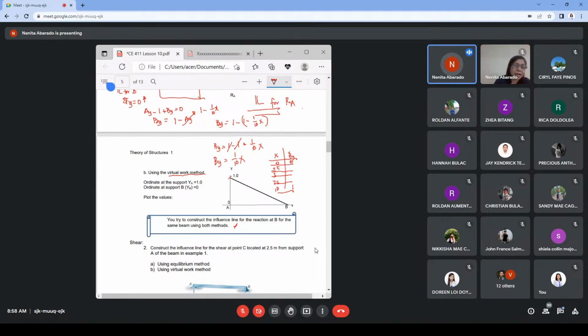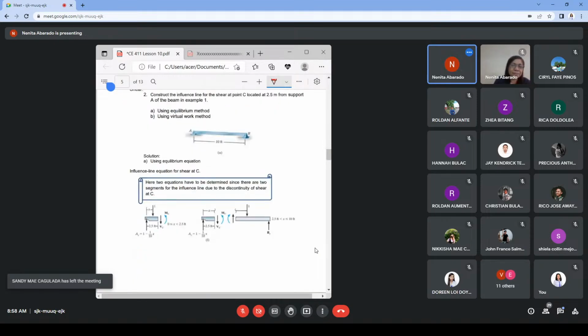Let's say you want the IL for B. So for the reaction, the ordinate at B is 1 and at A is 0. Okay? Did you get it, class? Can you hear me, class, by the way?